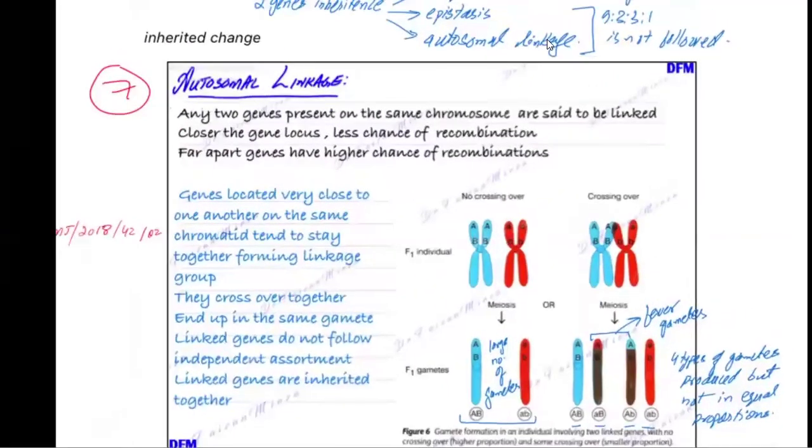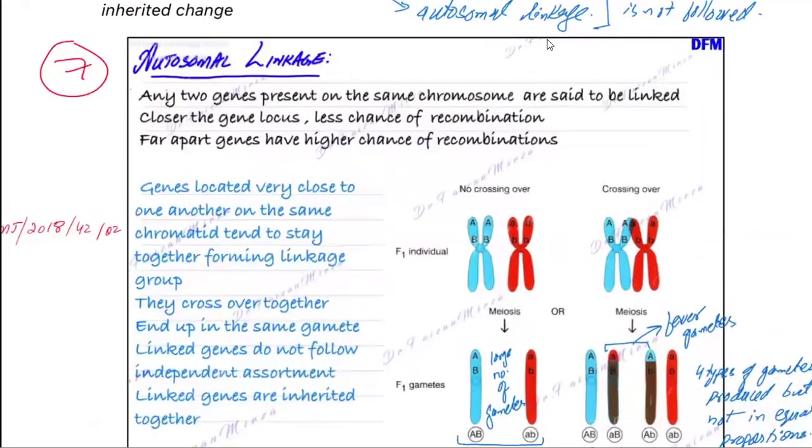The last kind of example or content that you have to cover is called autosomal linkage. What is autosomal linkage? Autosomal means the genes are located on an autosome and not the sex chromosome. Here, the two genes are on the same chromosome, not on different chromosomes. They are said to be linked because they are very close together. There is very little chance of recombination, which means going from one chromosome to the other when crossing over occurs.